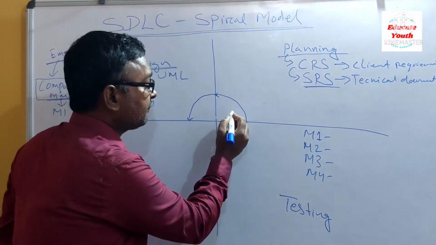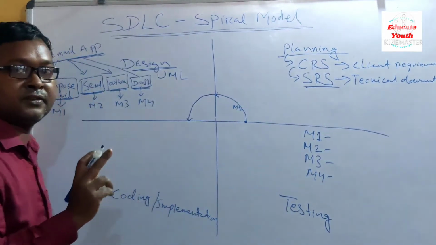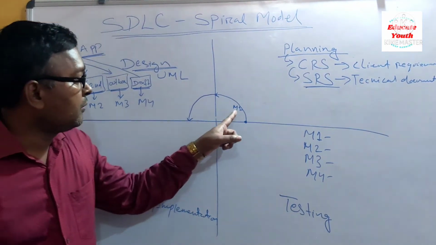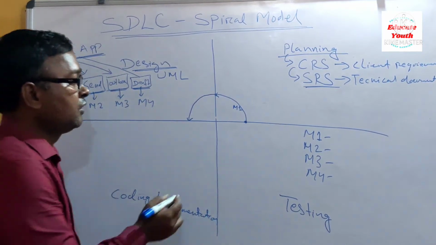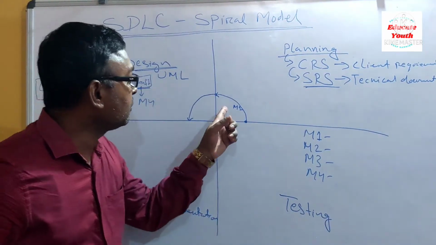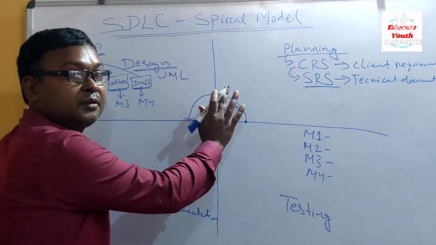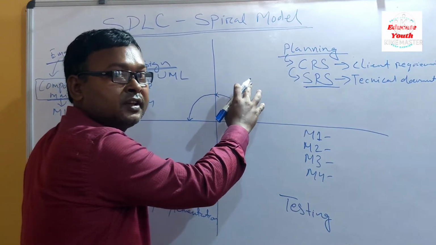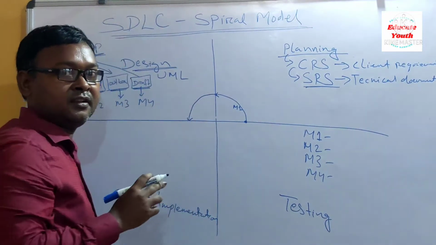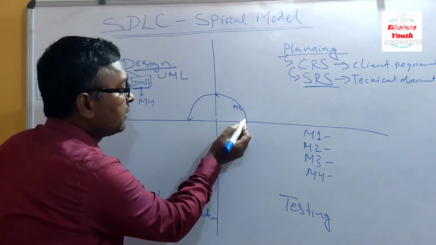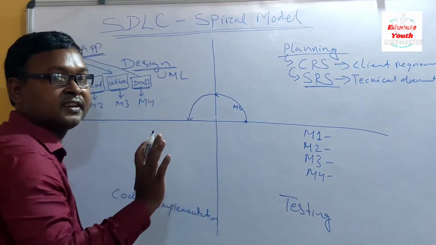In the spiral model, I will be working on the first module, first of all. I will be working on the M1 module, that means compose mail. So I will be collecting the CRS, converting it into SRS. I got the SRS, software requirement specification of my module 1. My module 1 SRS is ready.